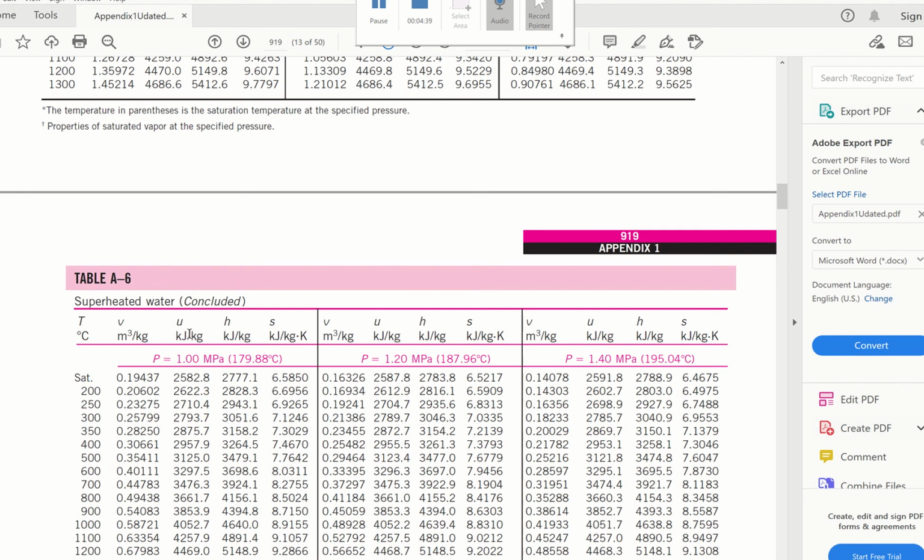See if we have luck finding 2950 in this U column. Let's see. 2950, we're getting close. This is 2875, this is 2957. So it's between those two rows. It's between the temperatures of 350 and 500 degrees Celsius.